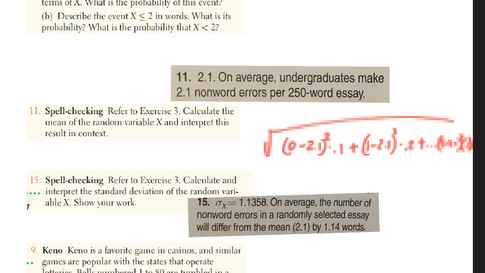So I went ahead and wrote out the formula. So it's just the first number minus the mean, which was right here, squared, and then times the, you can't see it, times the probability, then the second number minus the mean, and so on. And so that's 1.53, and how do you interpret that? It will typically differ from the mean by this number. Okay.